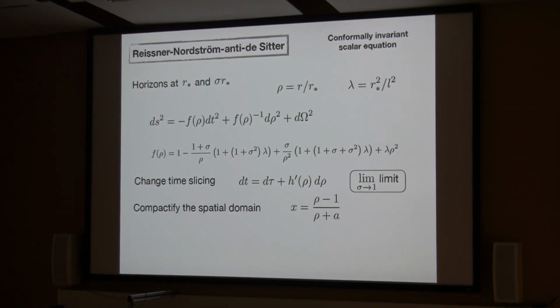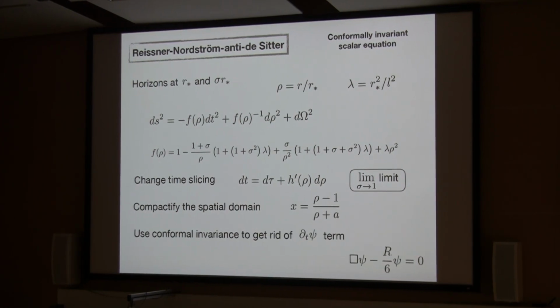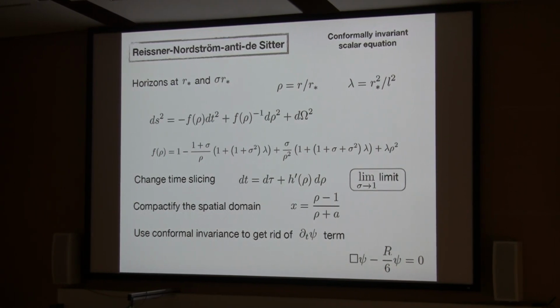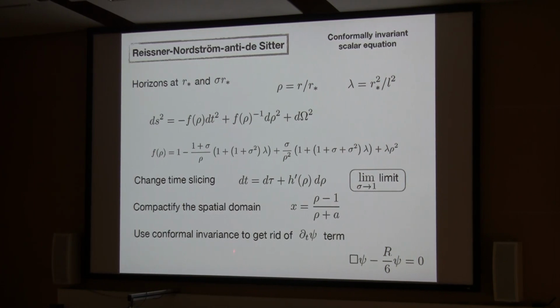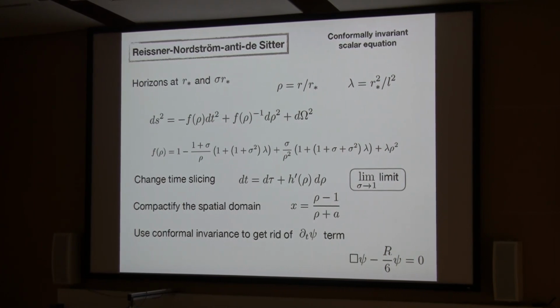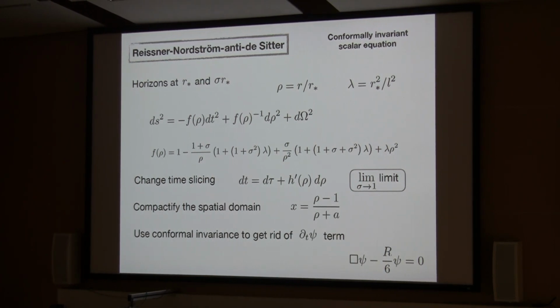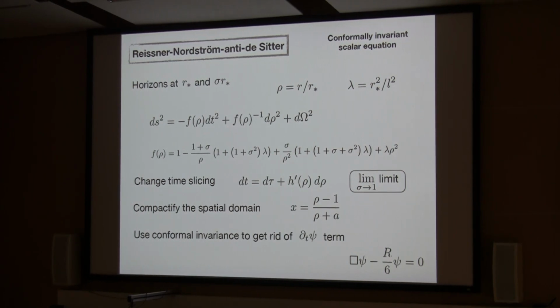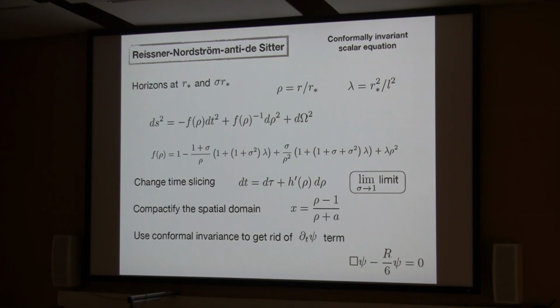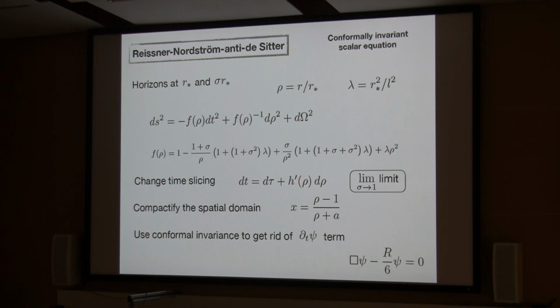We compactify the spatial domain also, so the Penrose diagram is very similar to the one we had for the toy model. And finally, it is not necessary, but we can also use conformal invariance to simplify our equation even more. And of course, we get an equation like this with some pretty complicated coefficients, but they are complicated only in an algebraic way. There are absolutely no problems with singularities or anything like this in these coefficients because we chose the time slicing in a proper way.